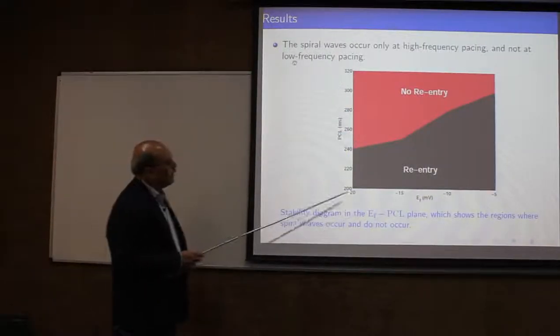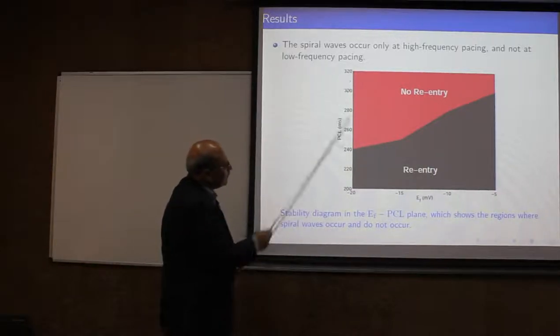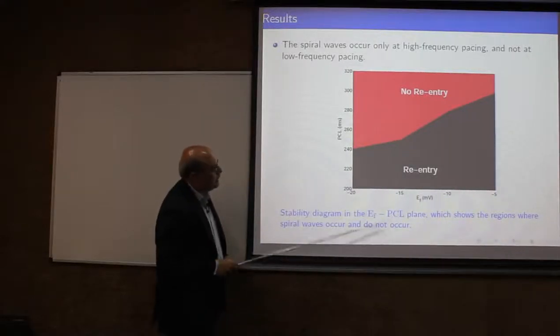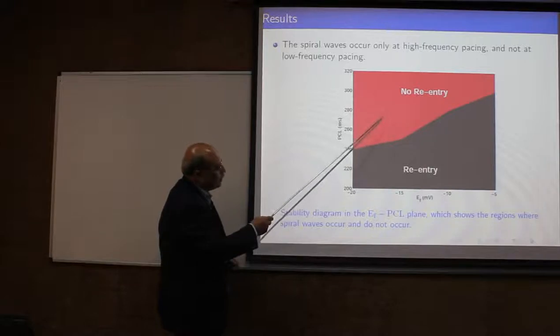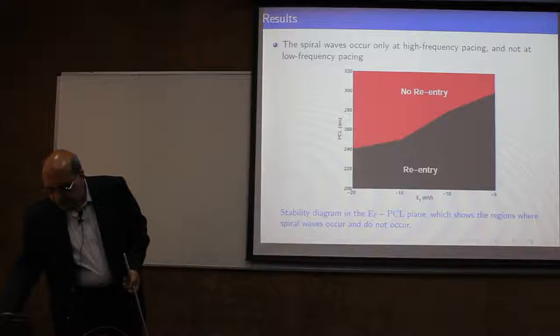In fact, we can draw a phase diagram which has pacing cycle length on the vertical axis and the resting membrane potential on the horizontal axis. In some regions we get no waves, and in some regions we get this re-entry, that is spiral waves.